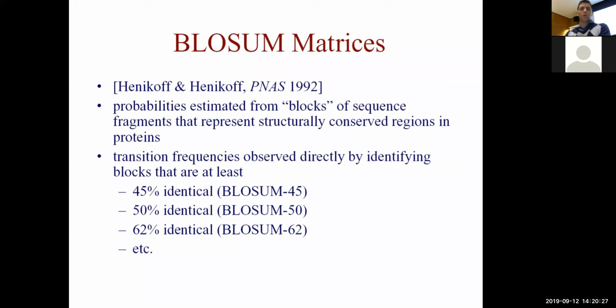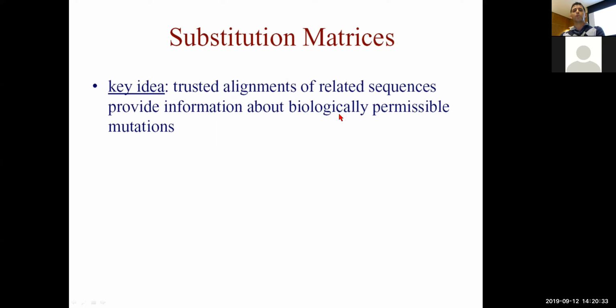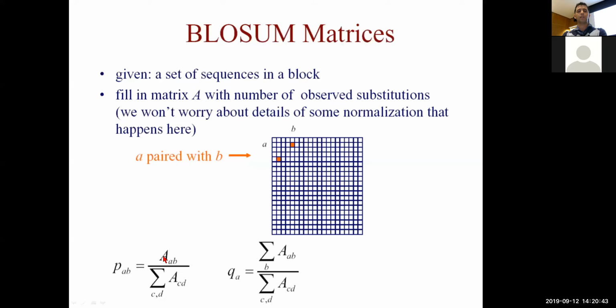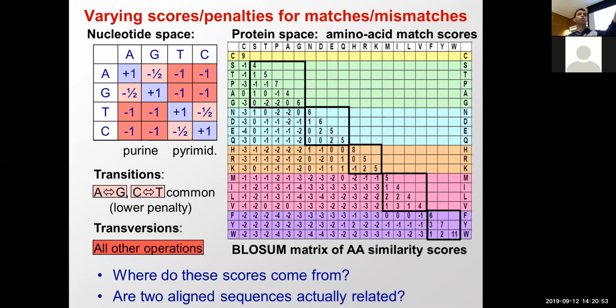Basically, these trusted alignments of related sequences provide information about biologically permissible mutations, and that's where these matrices came from, okay? So Henikoff went and counted how frequently these were occurring in different locations and then built those matrices, and that's how these come from, okay? And that answers your question, I hope, of why in that neighborhood list I got 15 instead of 18. That's just reading these pairs and adding up the score.